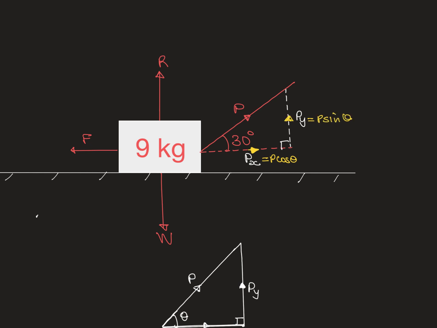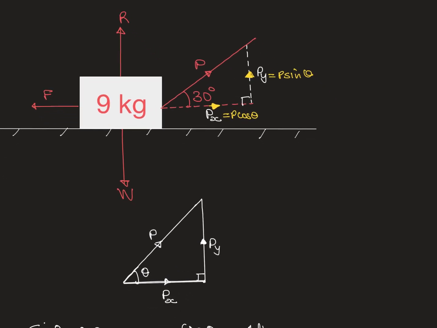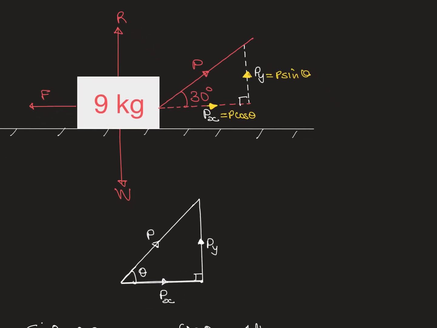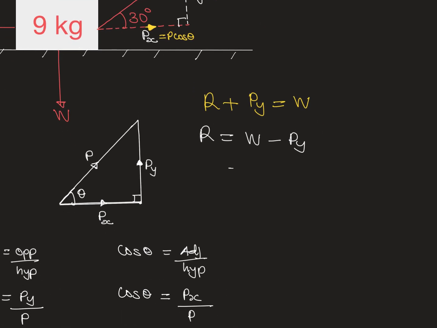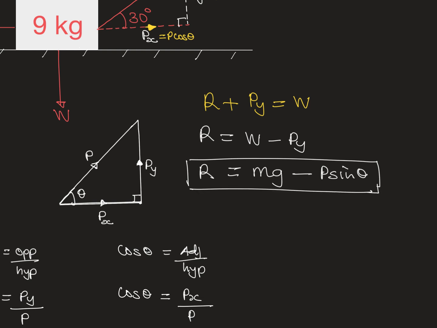So this is a vertical force here. And from this we can say that R plus Py must be equal to the weight. For a situation like this, R is equal to W minus Py. Weight is mass times gravity, minus Py, which is P sine theta. So that is how we have R equal to mg minus P sine theta.